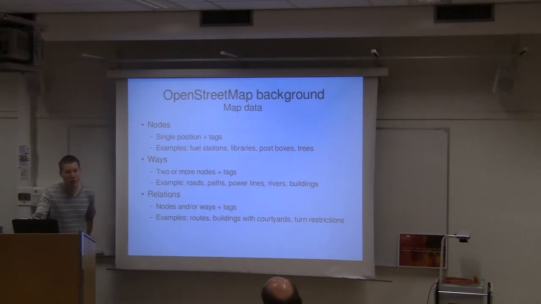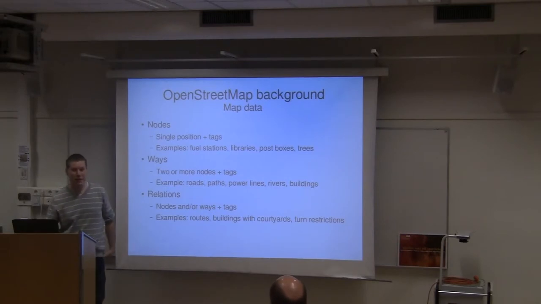Quite often objects evolve. For example, a parking lot maybe is first added as just one node with the tag saying this is a parking, and later on, if the source data is improved with, for example, aerial imagery, someone might trace it, draw it as an area, and change it in that way.